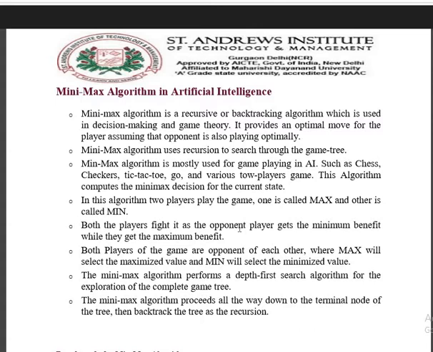crackers, tic-tac-toe, and various two-player games that are available, and this comes under the terms min and max. These are the two players of the game theory. Let's say one is called the max and the other is called the min. Both players fight so that the opponent player gets the minimum benefit, while the other one gets the maximum benefit.